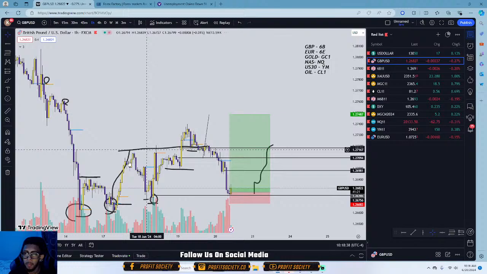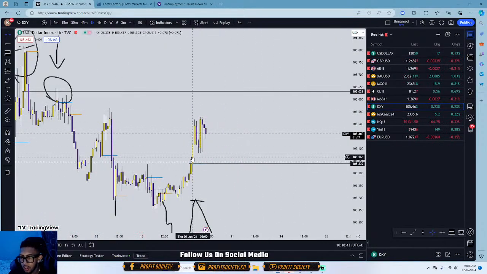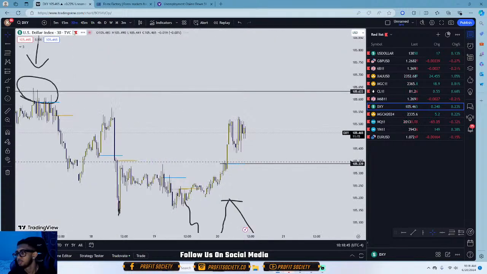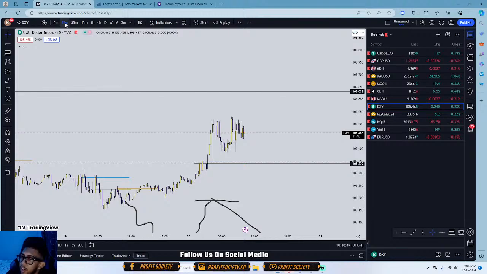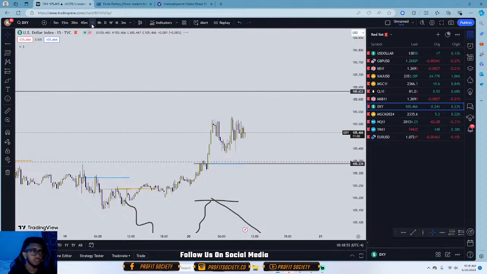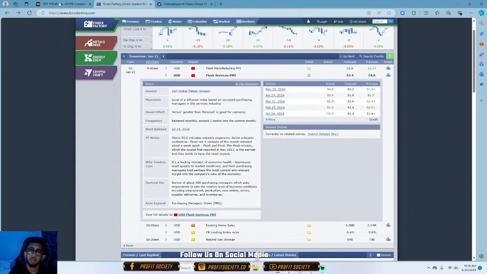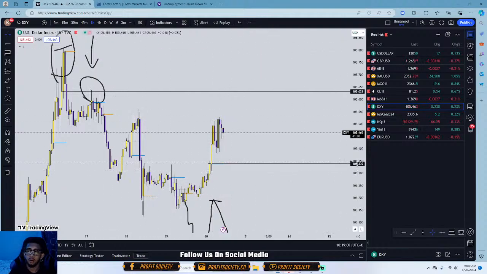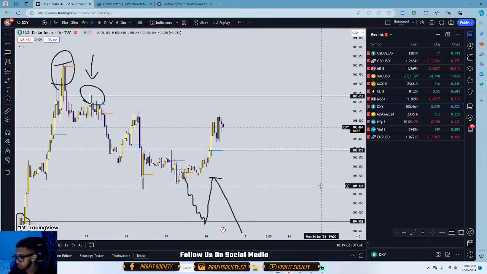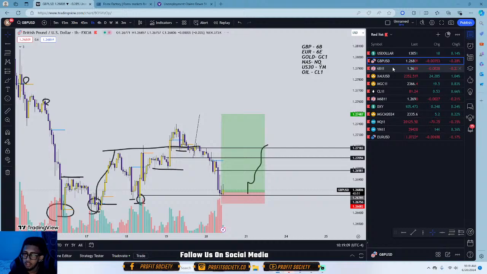I would say the same possibility here on GU, the same possibility on EU. Pretty slow markets though, not gonna lie. Since it is almost 10:30, not a lot of volatility has come in. A lot of the volatility is probably waiting for tomorrow. But we shall see.